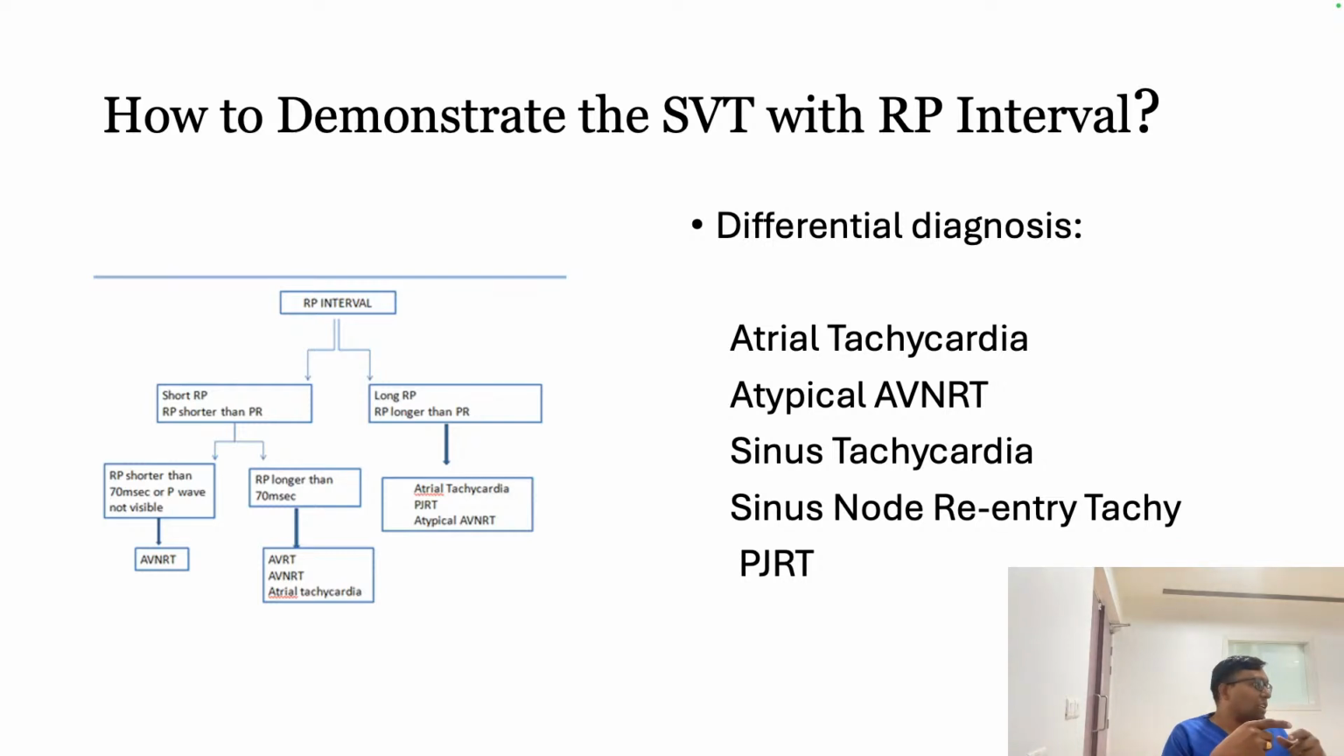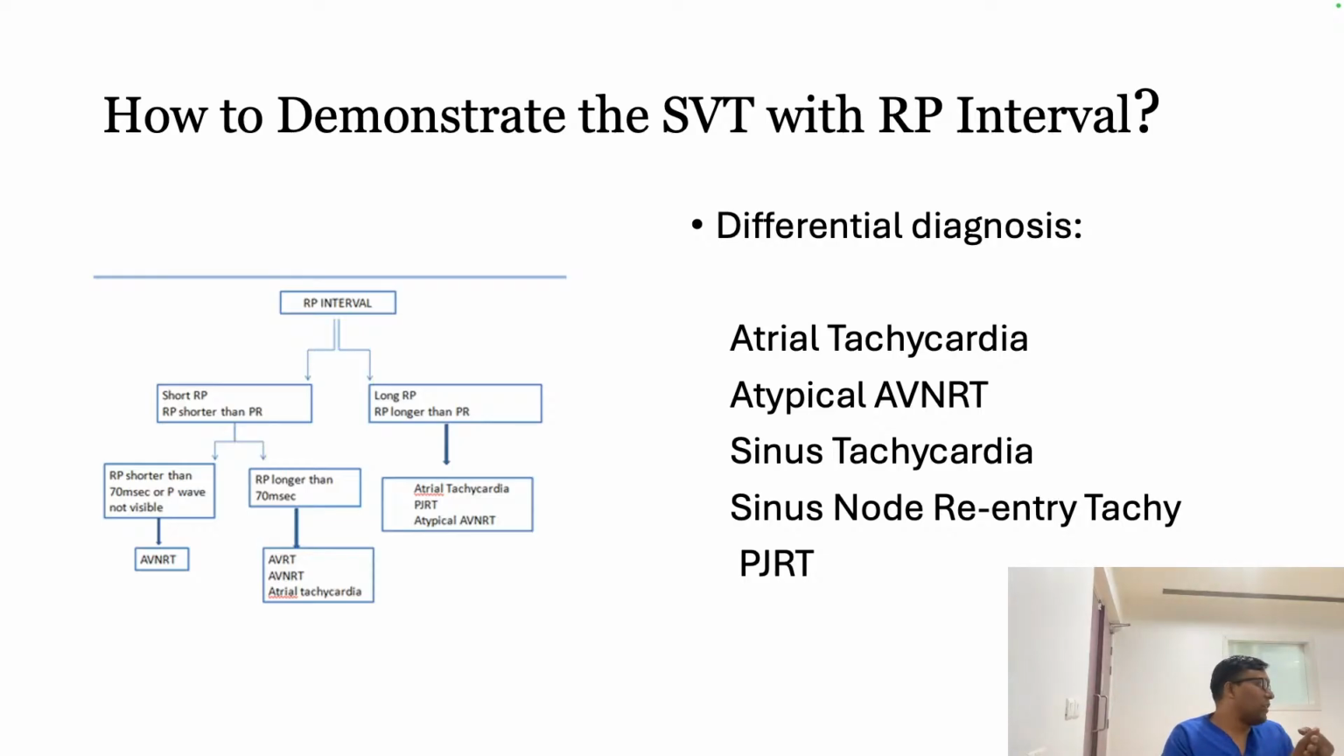Because in PJRT, the ventricle is part of the tachycardia circuit, while in atypical AVNRT it is not part of the circuit. So when you give a His-refractory VPC and it pulls the tachycardia, it goes in favor of PJRT. If it is not, it is AVNRT.